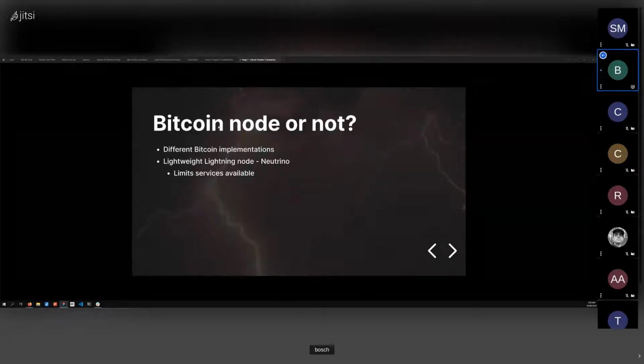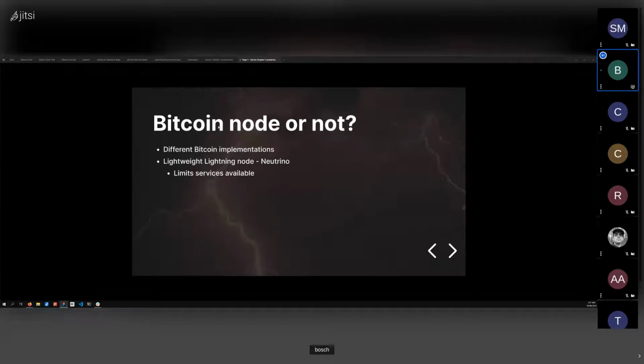I think there's some benefits of BTCD for, say, LND. I haven't actually looked into detail, but if anyone knows, feel free to chime in on that. But that was kind of mentioned as a footnote in the LN book. And then the other thing to mention here is you don't necessarily need a Bitcoin node to run a Lightning Network node.